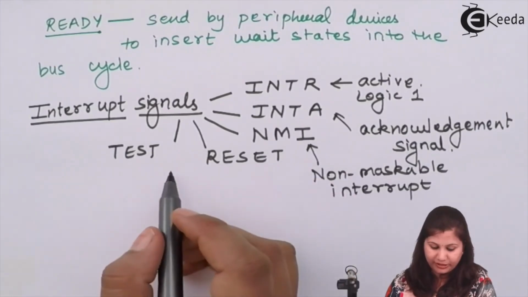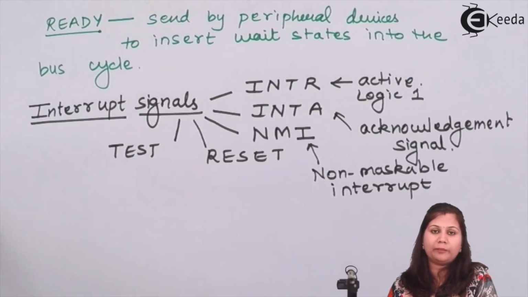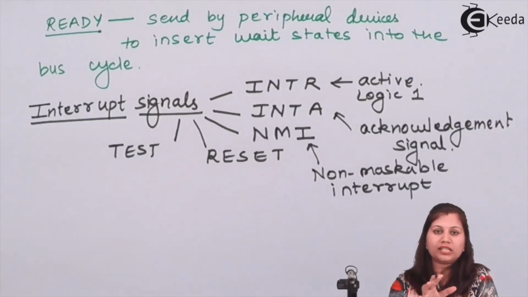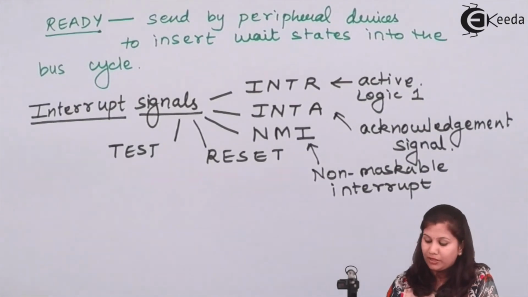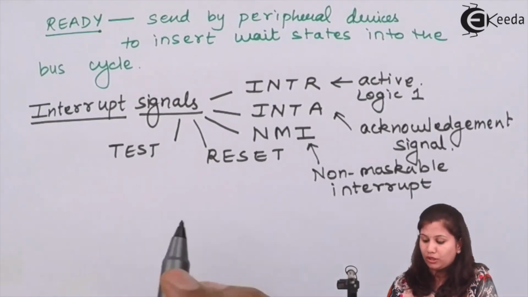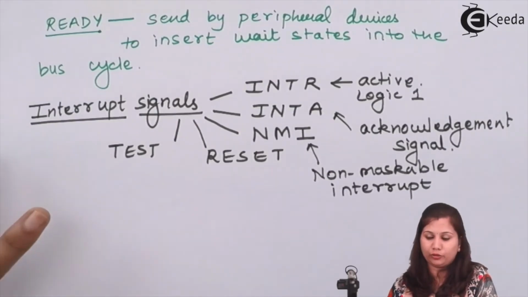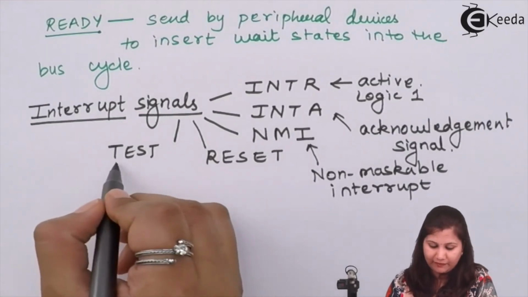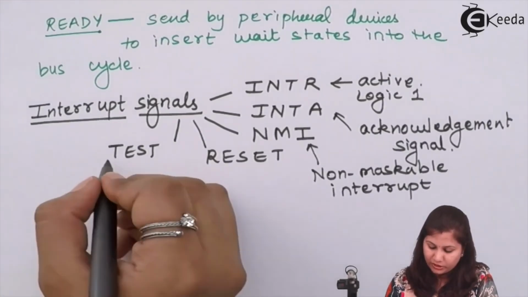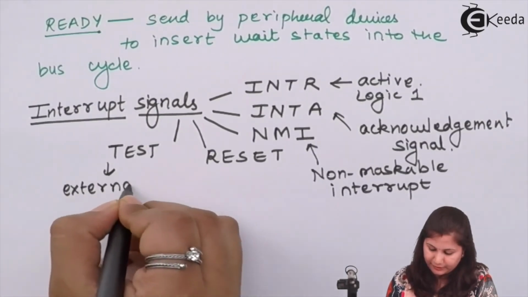Then we have the reset signal. It is used to clear out or bring the 8086 to its initial conditions. So when this reset signal is given, the interrupt enable flip-flop will be reset, that will be made 0. So all the interrupts which are given to the microprocessor will be discarded. Okay. Then we have this test signal also. This is also related with the external interrupt interface.